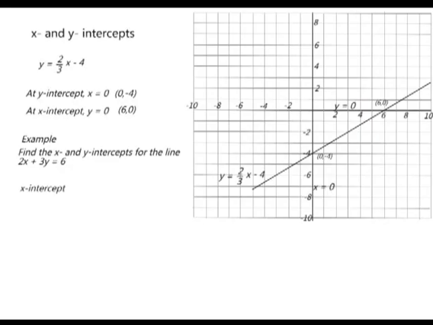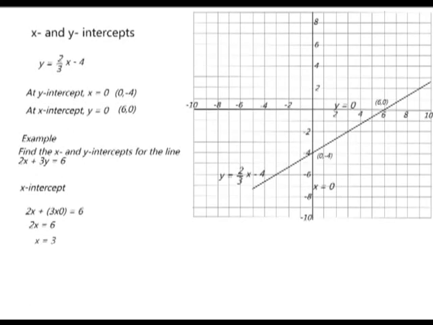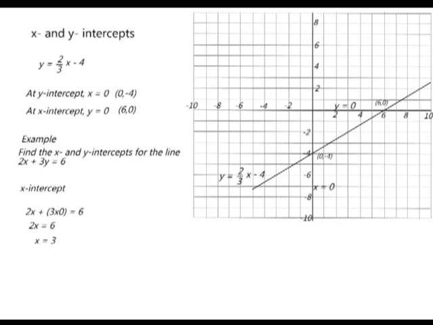We start with the x-intercept and we substitute y with 0. So we have 2x plus 3 times 0 is equal to 6. 2x is equal to 6 and x is equal to 3. The x-intercept is at (3, 0).